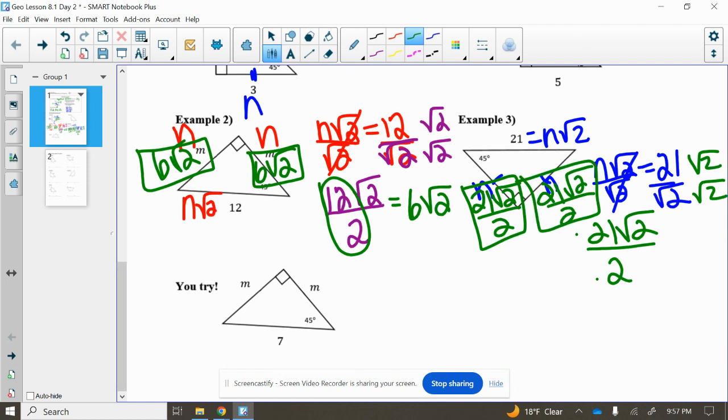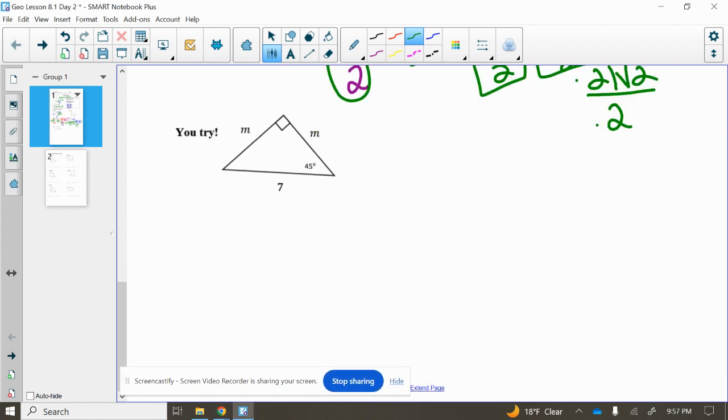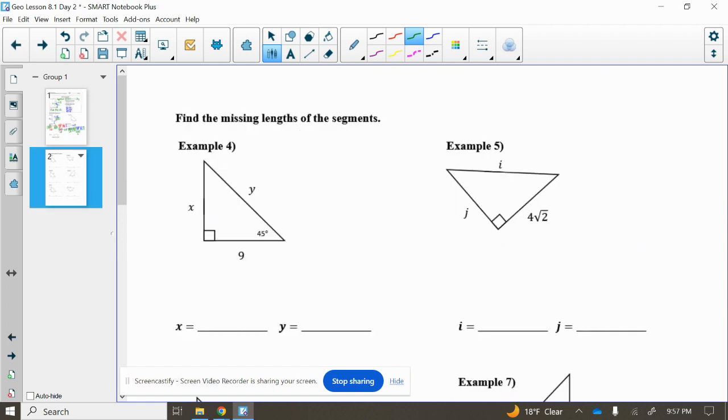Right, we have one more example at the bottom here for you to try. This time you are given a hypotenuse of 7, and you want to find the length of each of those two sides. All right, now a couple more examples on the back asking us to find our missing sides.